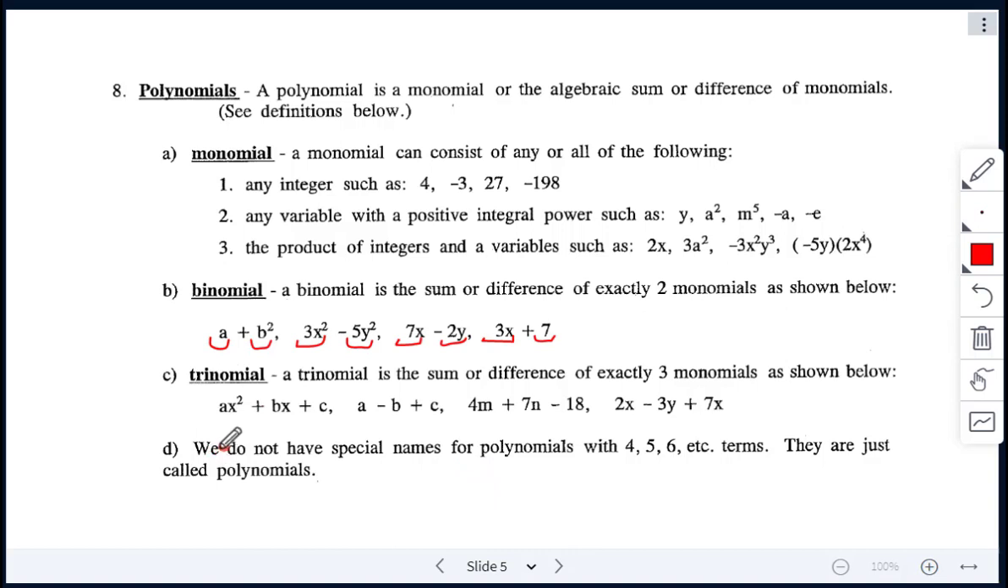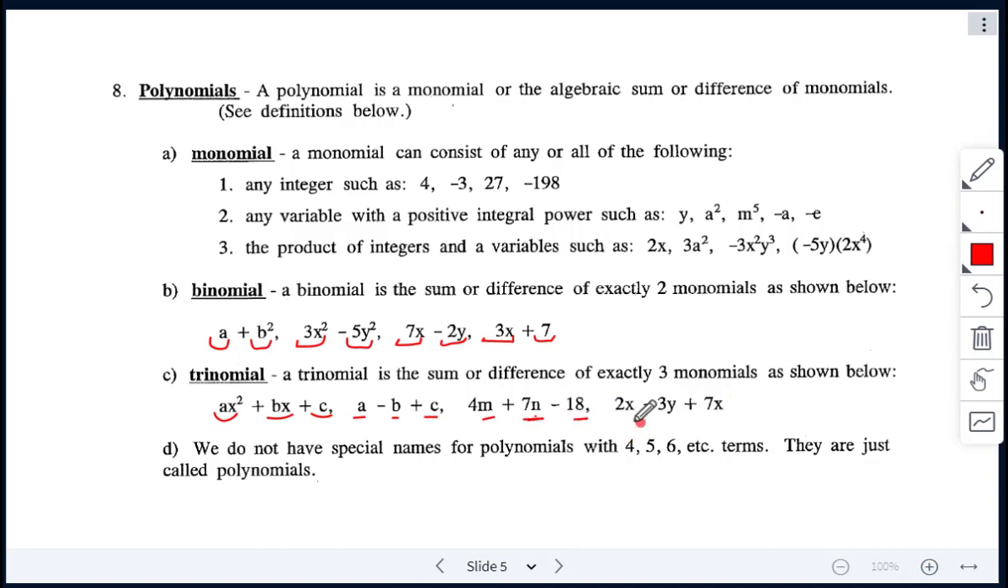Tri meaning three, so now it's going to be the sum or difference of exactly three monomials as shown below. Our first expression, we have ax squared plus bx plus c. Those are three terms. 1, 2, 3. Same thing here, we have a minus b plus c. Three terms, therefore trinomial. 4m plus 7n minus 18, again, three terms.